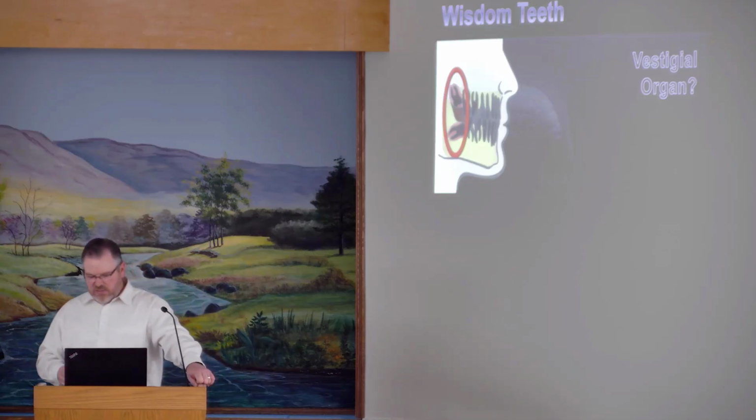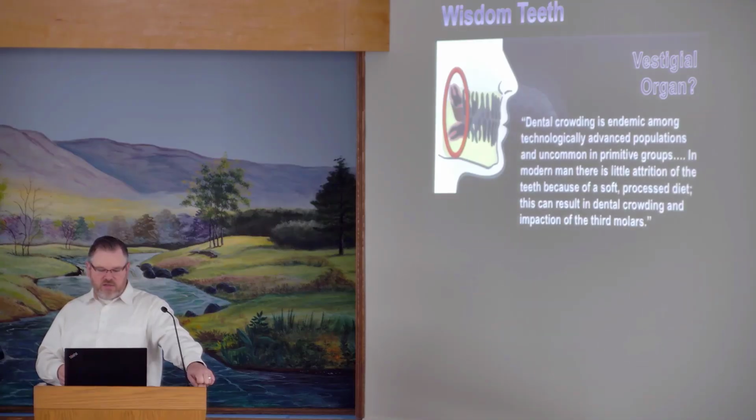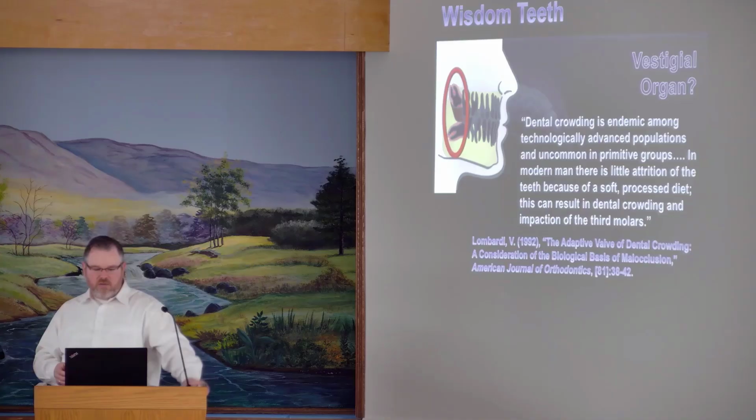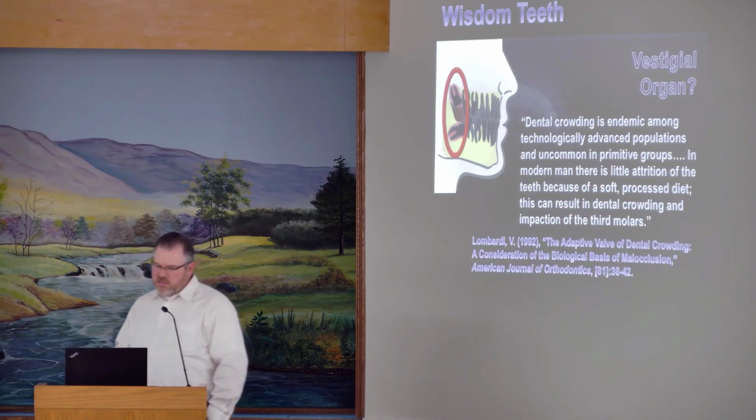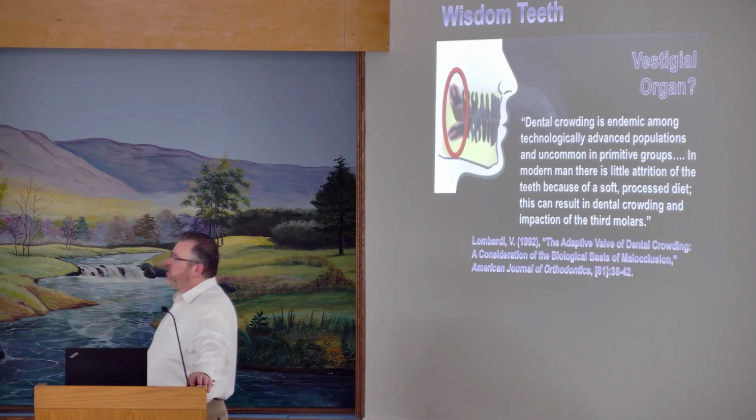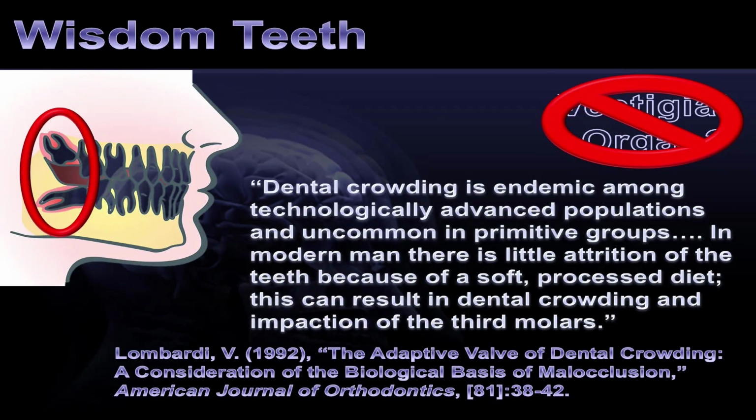Scientists have discovered that the dental crowding that causes the impaction of the wisdom teeth is actually significantly affected by our diet. Lombardi, writing in the American Journal of Orthopedics, said, "Dental crowding is endemic among technologically advanced populations and uncommon in primitive groups. In modern man, there's little attrition of the teeth because of a soft processed diet. This can result in dental crowding and impaction of the third molars." So Western diets cause dental crowding and the impaction of the third molars, or the wisdom teeth, not evolution from some ape-like ancestor with a bigger jaw. So wisdom teeth are not vestigial organs.